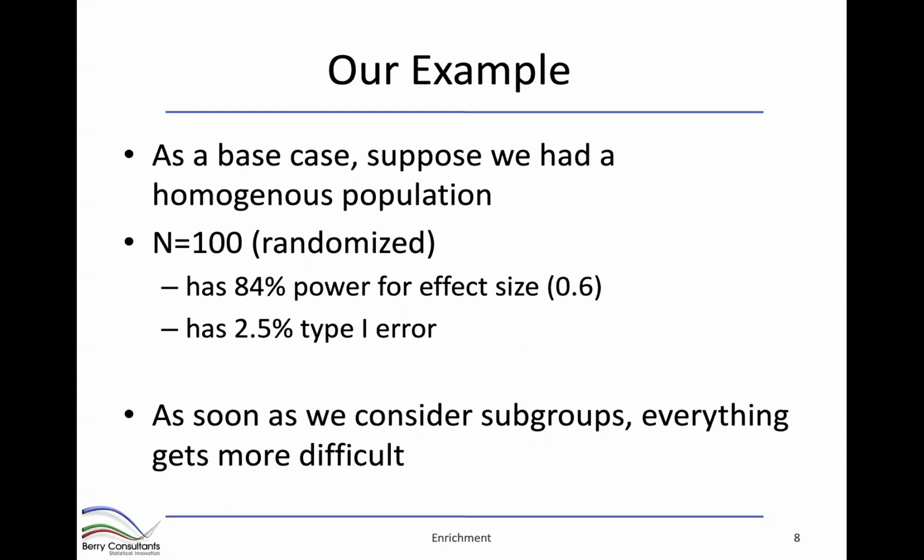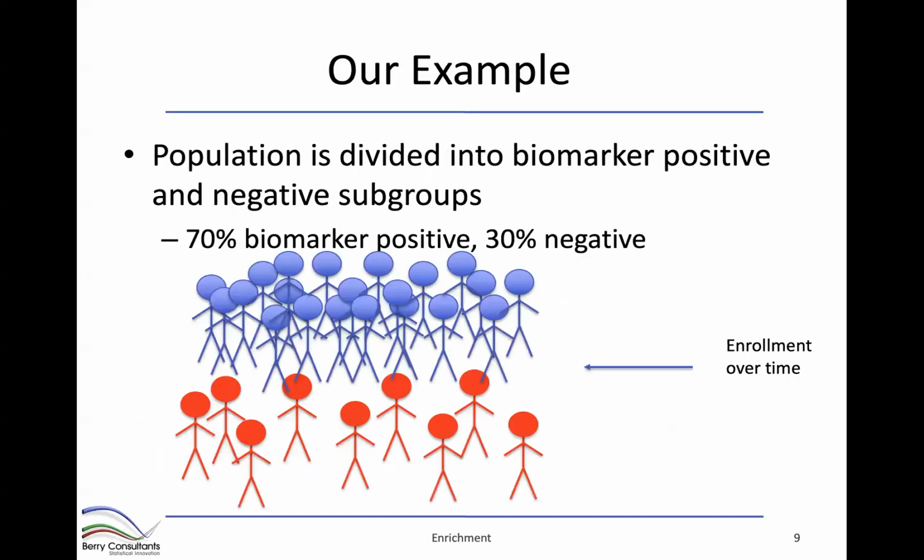So I'm mentioning the homogeneous population, this 84% power, just as kind of a cap. As soon as I consider subgroups, I will not be able to get this 84% power. And anything that I do, what I'm really doing is I'm talking about, well, how close can I get back to that 84% power? That's kind of the maximum that anything can benefit here. In our example, again, biomarker positive, negative subgroups. I'm going to consider that I have 70% of my population as biomarker positive, 30% is negative.